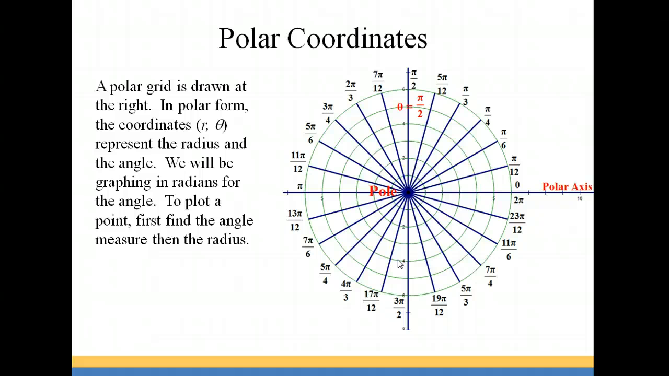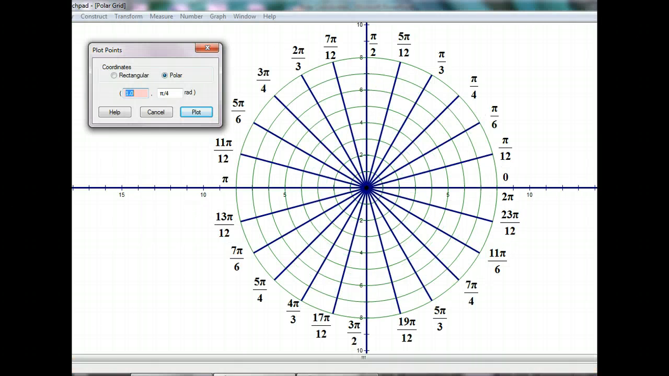Okay, so we're going to go ahead and start plotting some points. So the first point that we're going to plot is the ordered pair 1 and pi over 4, which means that our radius length is 1 and our angle measure is pi over 4. When you plot points on a polar grid, always start by finding your angle measure first. So we're going to go to the pi over 4 line and then go 1 unit away from the pole, and we have our point there.